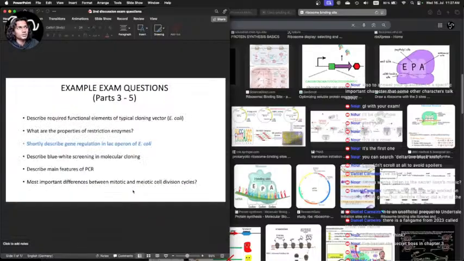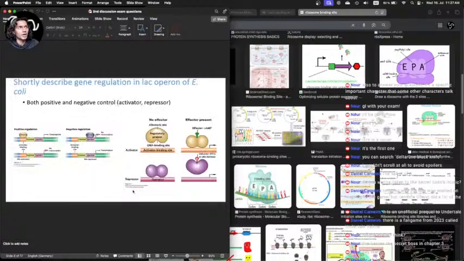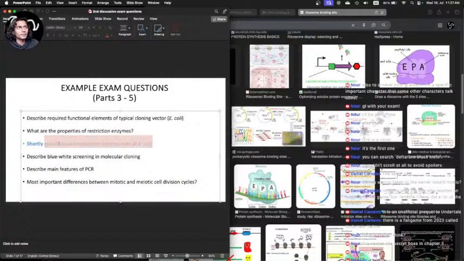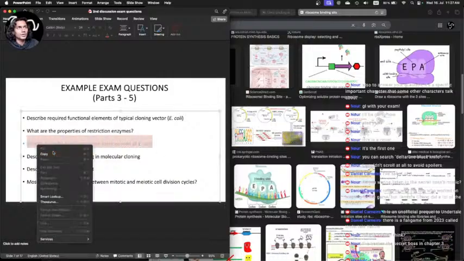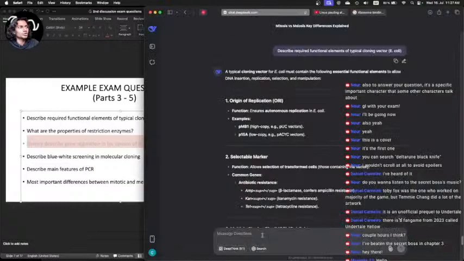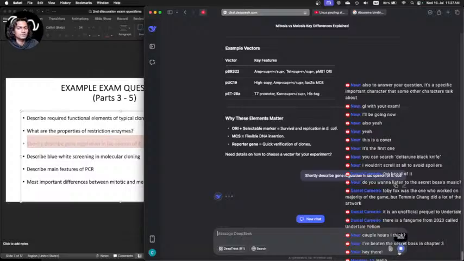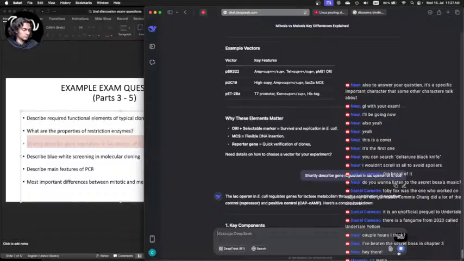Shortly describe gene regulation in the lac operon of E. coli. You know what? Let me take this to the artificial intelligence. But I'm really scared about the exam today. I don't know if I will pass or fail.